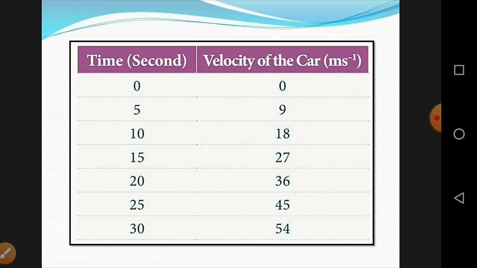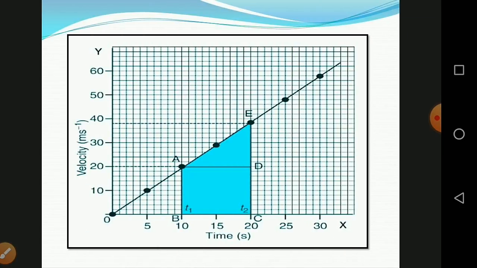In this case, in the velocity-time graph for the motion of the car, the nature of the graph shows that the velocity changes by equal amounts in equal intervals of time. For all uniform acceleration motion, the velocity-time graph is a straight line. One can also determine the distance moved by the car from this velocity-time graph.